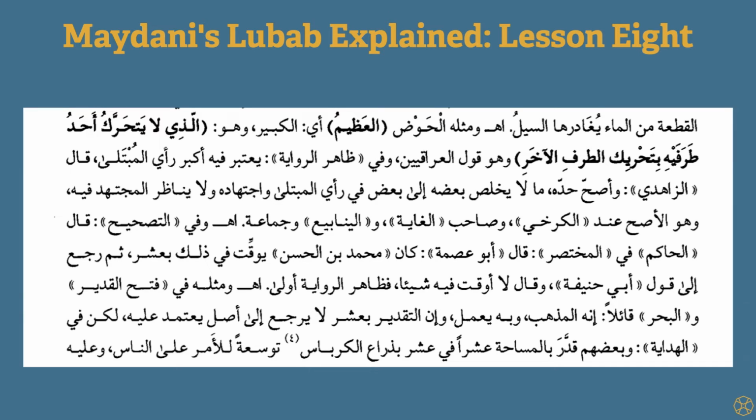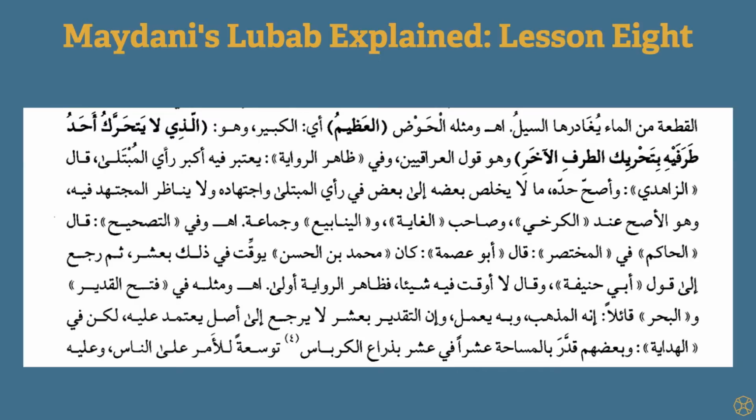So he says, لكن في الهداية, however in the Hidayah, بعضهم قدر بالمساحة 10 في 10 بذراع الكرباس, توسعة للأمر على الناس. And so he's saying that some of the later scholars did taqdir of 10 by 10. Obviously we know Fath al-Qadir, the sharh of the Hidayah, came later, but in this discussion we know what he concluded, and he's saying go with the Ra'i al-Mubtada, which is the position of Abu Hanifa. But what's the stronger position? It's actually the one he's commenting on, what Sahib al-Hidayah said: some of them did the taqdir of 10 by 10.